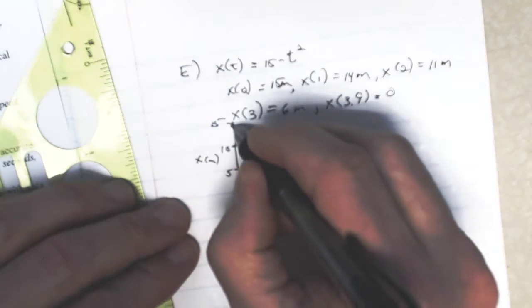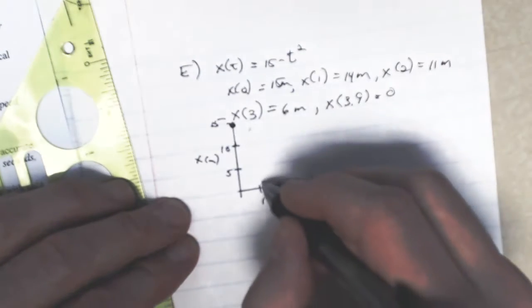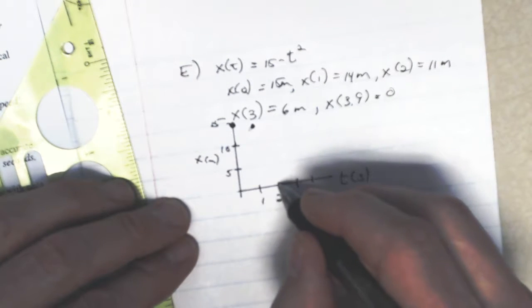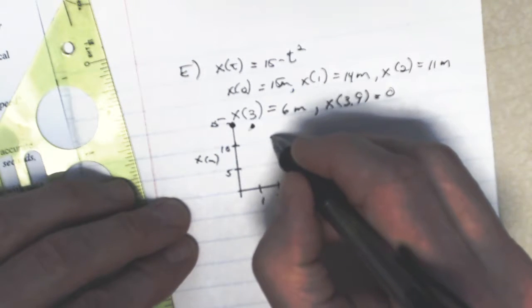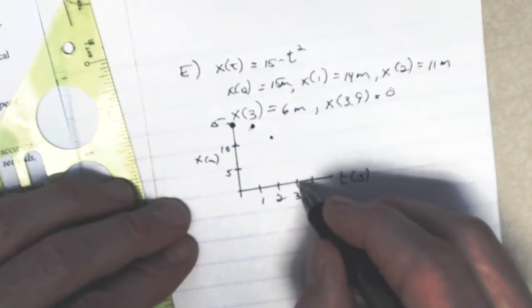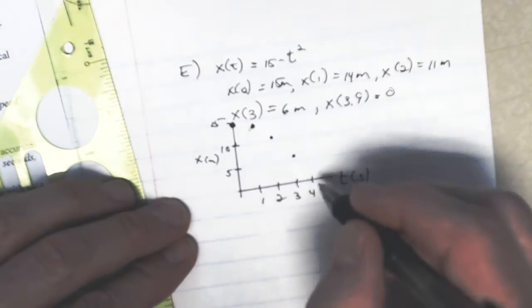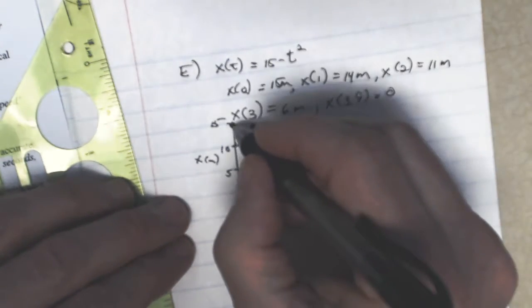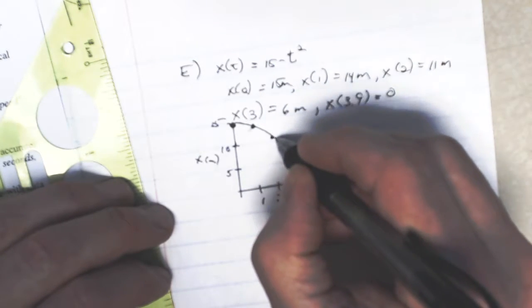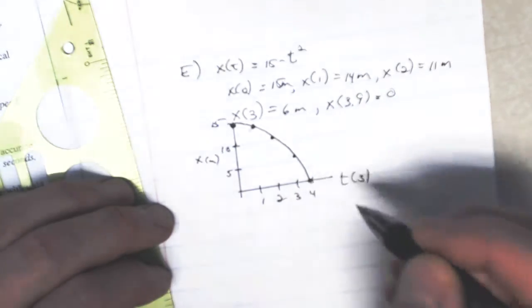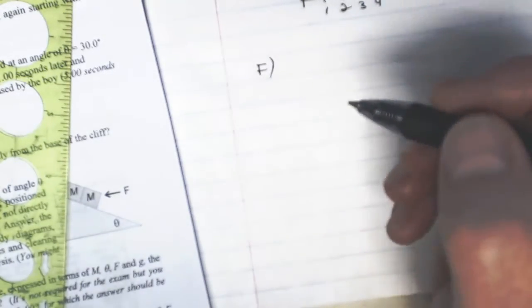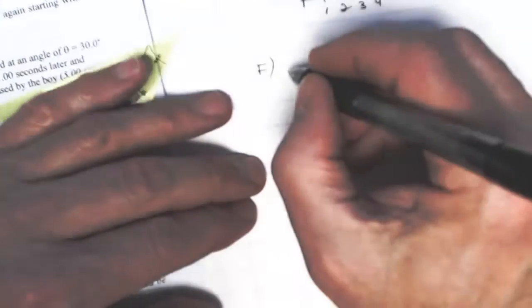She starts at 15 meters. At 1 second at 14 meters, so down just a little bit. At 2 seconds at about 11 meters. At 3 seconds at 6 meters down here. And reaches the x equals 0 axis there. Connect them up with a smooth curve. And that's E.